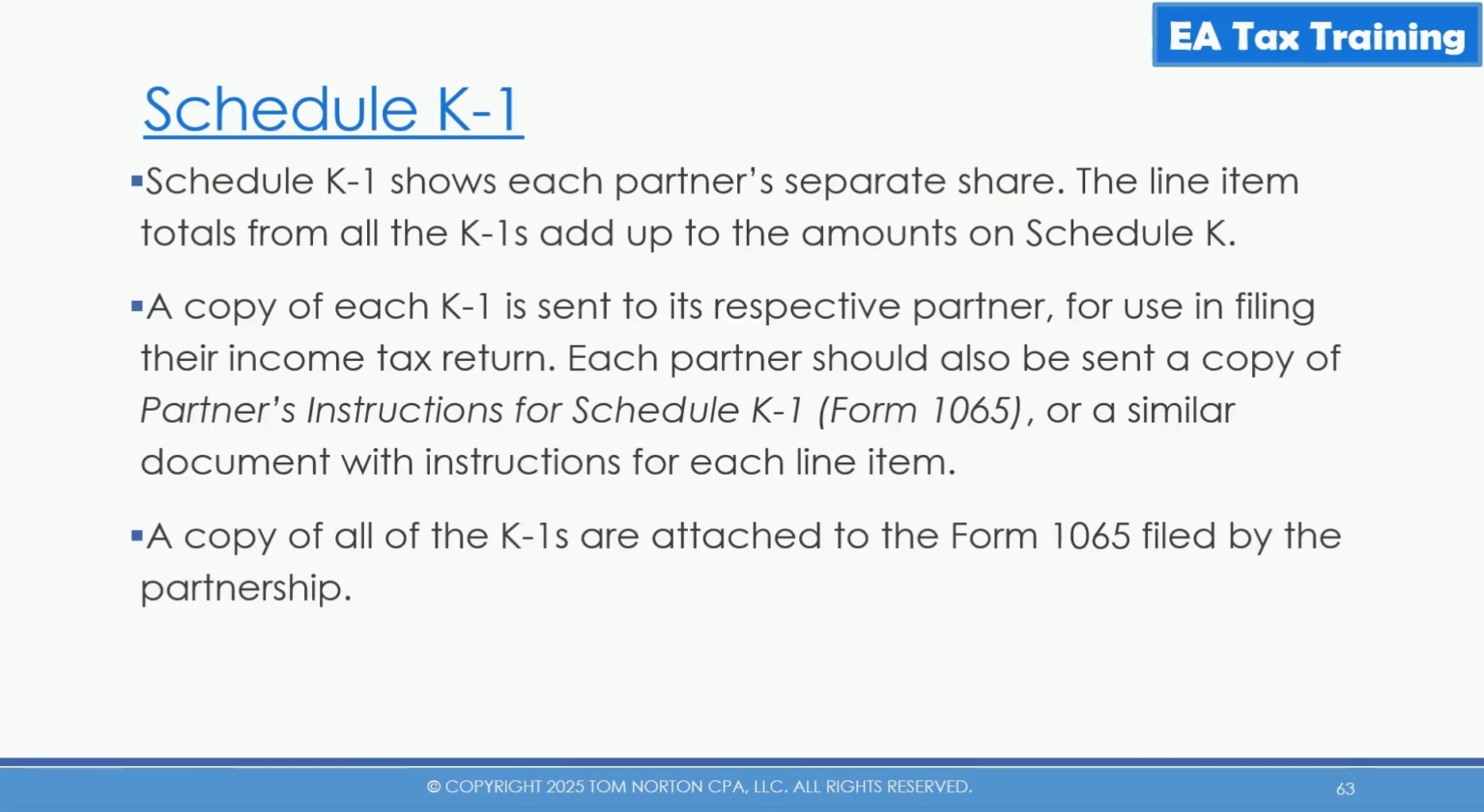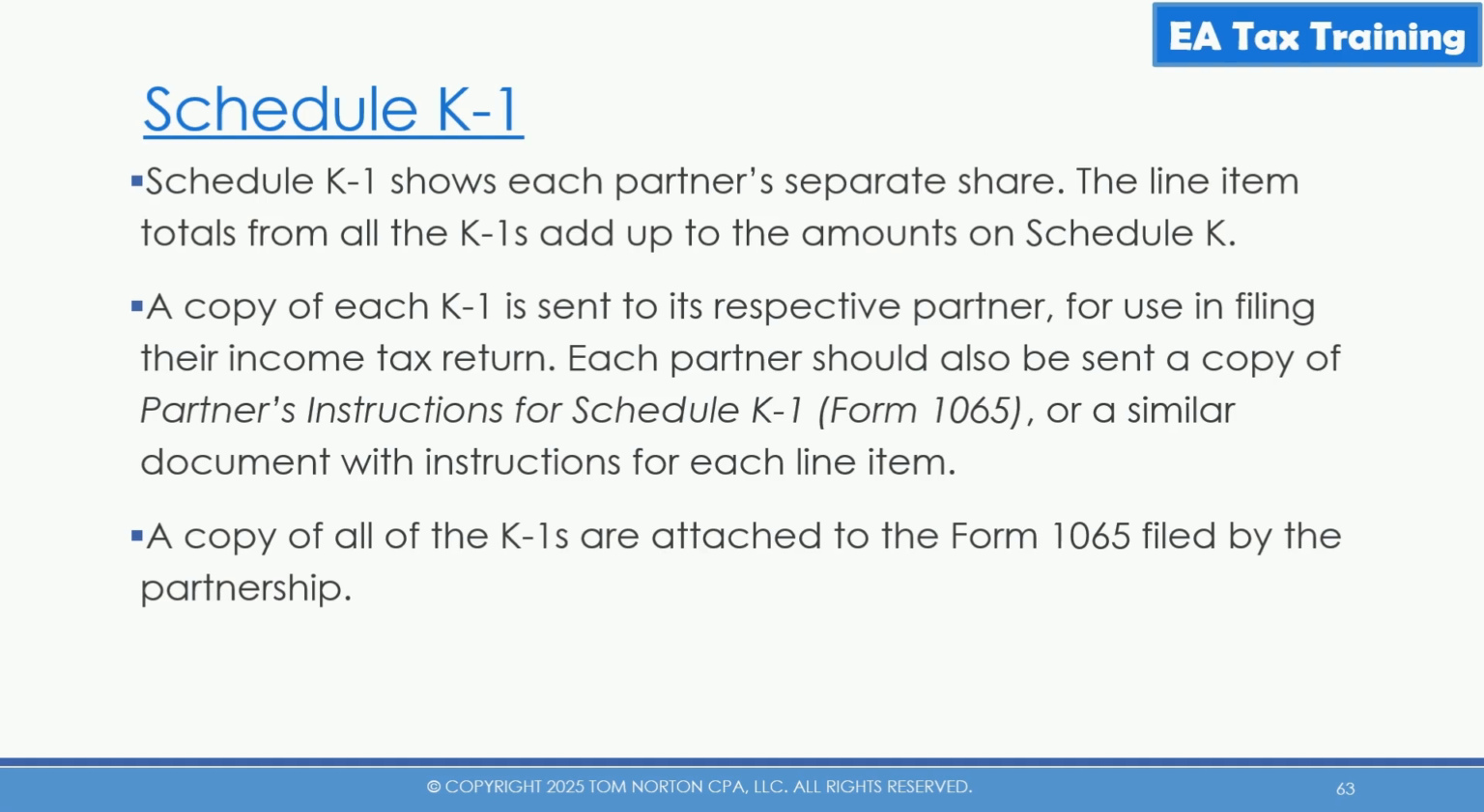Schedule K1 shows each partner's separate share of the amounts on Schedule K. So the line item totals from all of the K1s added up together will total to the amounts shown on Schedule K. So Schedule K is for the entire partnership, and then Schedule K1 allocates those amounts out to each individual partner. A copy of each K1 is sent to the respective partner so they can use it for filing their tax returns. And each partner should also get a copy of the instructions. So you are supposed to send, along with the K1, the partner's instructions for Schedule K1.